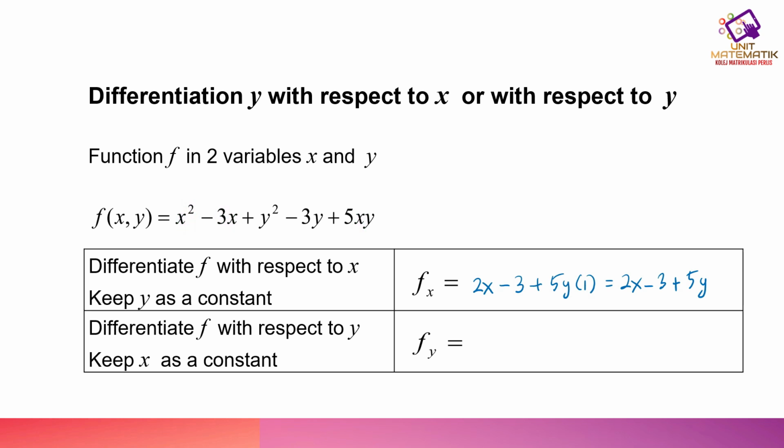Let's proceed to the second one: differentiate f with respect to y, so keep x as a constant. There are three terms with y. We differentiate: x squared minus 3x is a constant. Differentiate y squared, you get 2y; minus 3; plus, the constant is 5x, and you differentiate y, you get 1. So your last answer should be 2y minus 3 plus 5x.